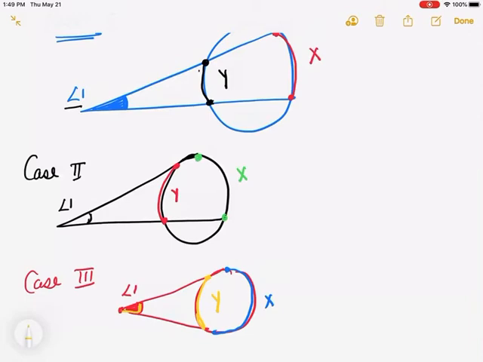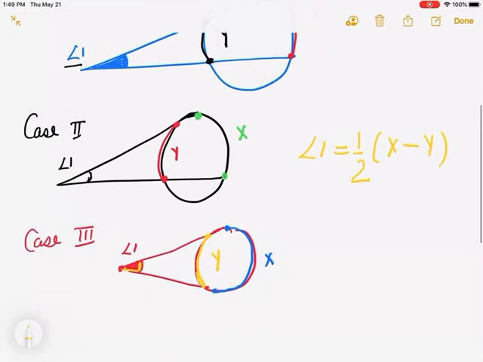The equation for all three of these different cases is going to be the same. In order to find angle 1, you have to take the biggest arc, which is X in all of these, the outside one, the biggest one, take away the medium size or the middle arc, which is Y, and take half of that. That's how we find the angle. Here you go. Let me show you an example.